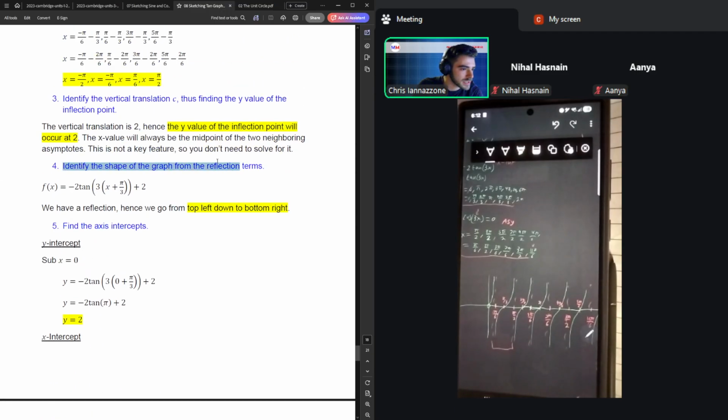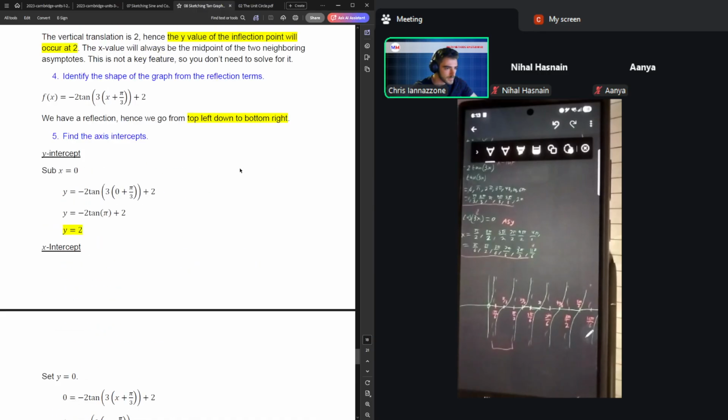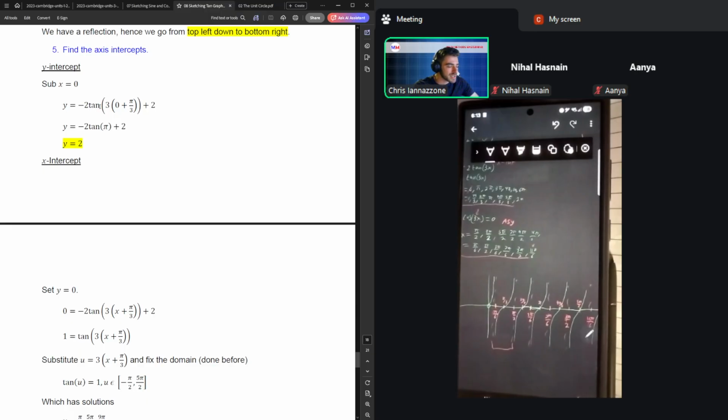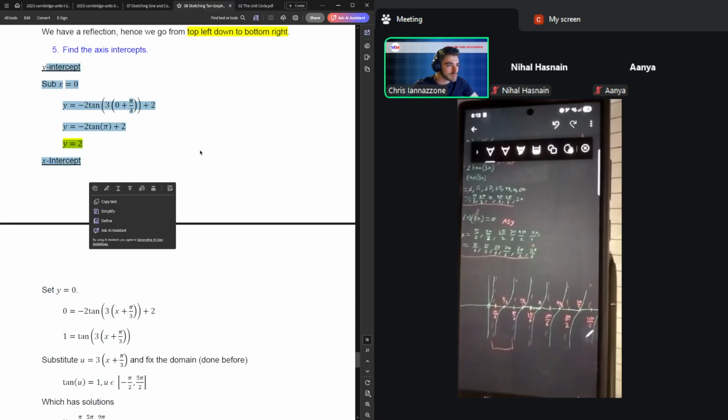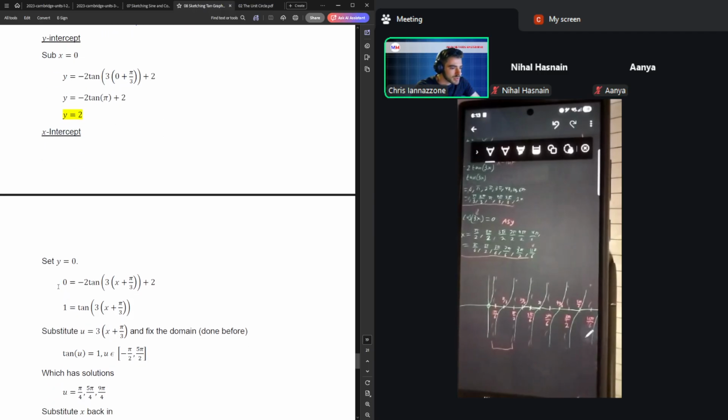Then from there, identifying the shape of the graph. So we've got one reflection term in there. One reflection means instead of going from bottom left to top right, it'll now go from top left to bottom right. Top left to bottom right. Cool. And then for axis intercepts, like we've seen before for every other graph ever, y-intercept, you let x equal 0, x-intercept, you let y equal 0.